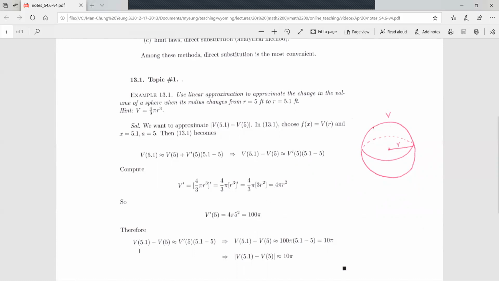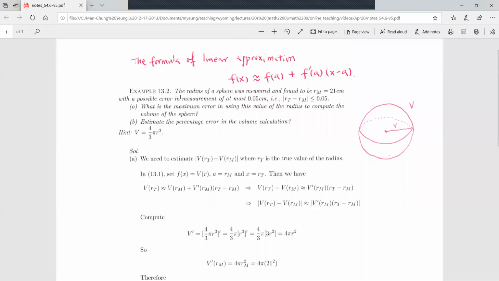Now, plug in this number here. Then we get the difference. The difference is about 100 pi times 5.1 minus 5. It is 10 pi. So therefore, the change in the volume when the radius changes from 5 to 5.1 is about 10 times pi.